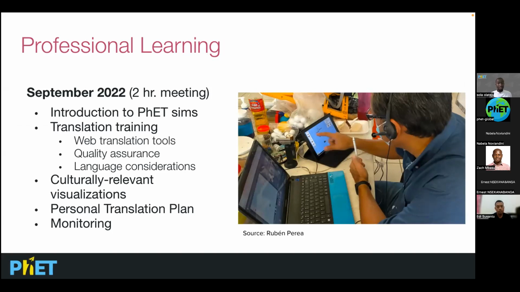We're going to get introduced to PhET themes and translation training, and like I mentioned, the first month is going to focus on translating simulations. We'll learn about quality assurance, language considerations, and a couple of other things. We will also come up with a personal translation plan, and learn how to monitor and support each other, so that we track our work and are not working on the related themes concurrently. All of that has been built into the activities, and we have a scaffold or framework to support all of this along the way.